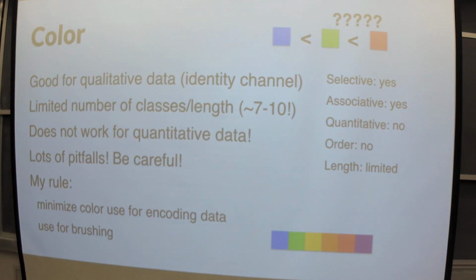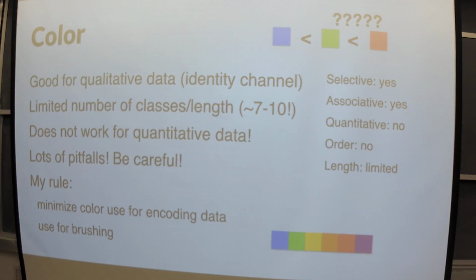So color, and by that I mean color hue, is good for qualitative data, like the identity channel. We have a limited number of classes. I talked about this when we had the color perception lecture: we cannot distinguish reliably more than 7 or 10 colors. And it does not work for quantitative data, with lots of pitfalls that we talked about. So if you want to use color, just be careful.